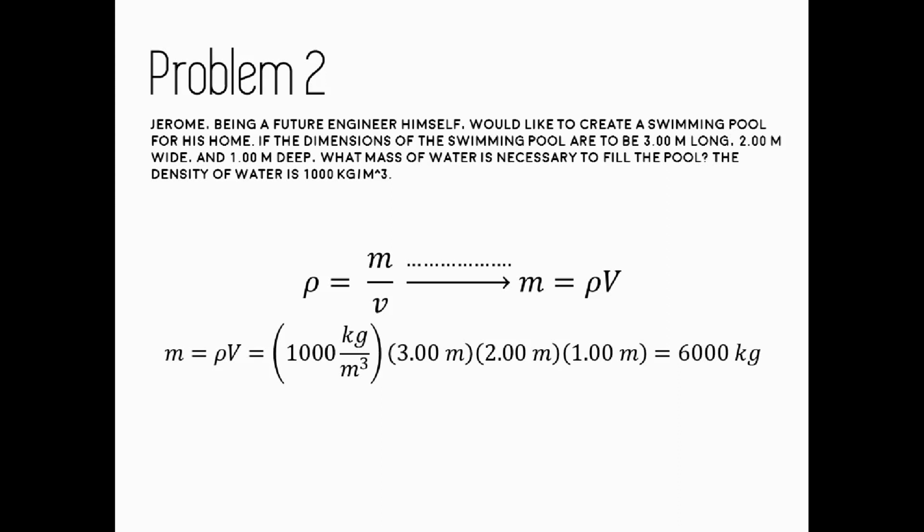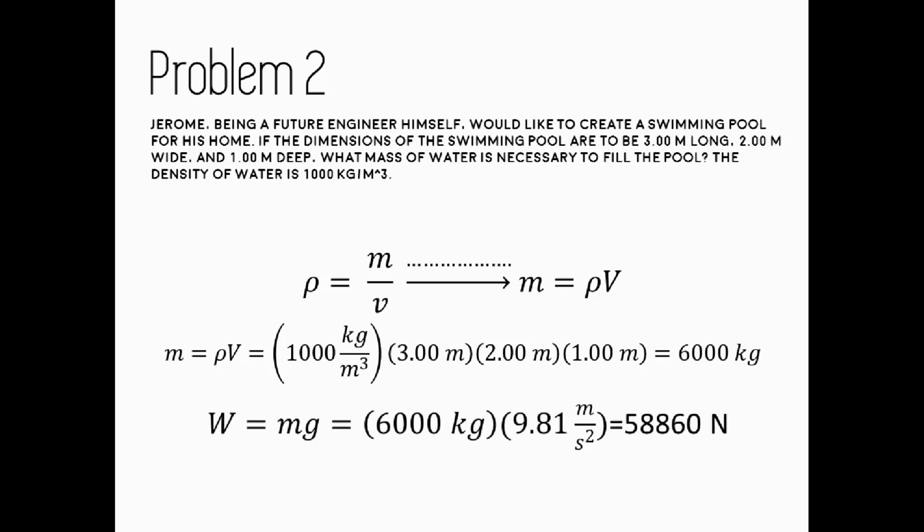As a matter of curiosity, let us compute the weight of this water. The weight of the water is given by weight is equal to mass times gravity. Therefore, 6000 kilogram times the acceleration due to gravity, which is 9.81 meters per second squared, and our final answer is 58,860 newtons.